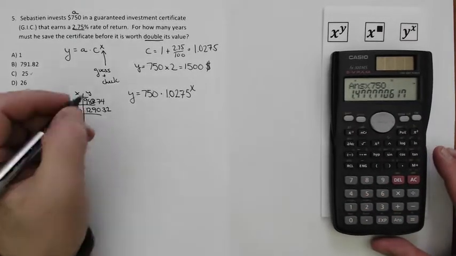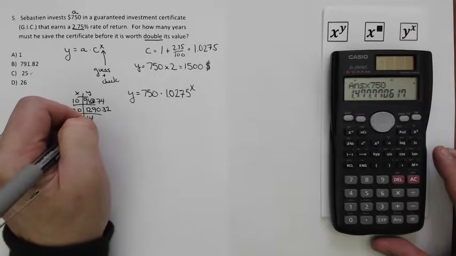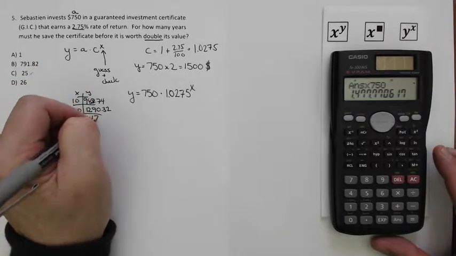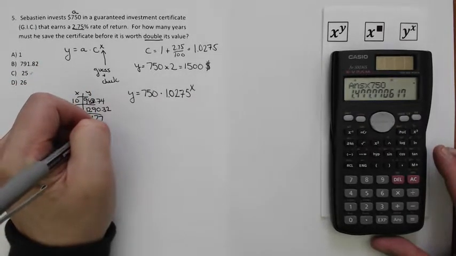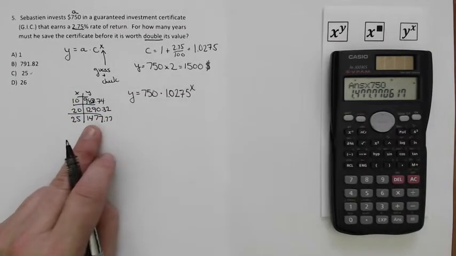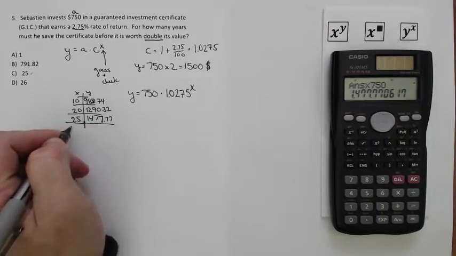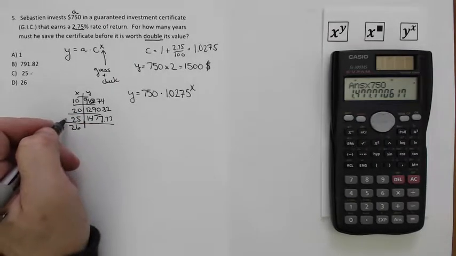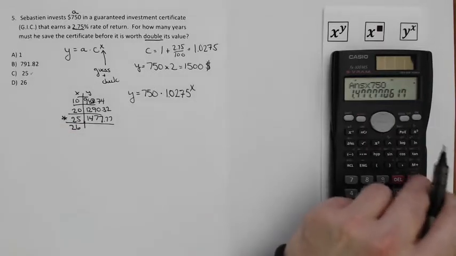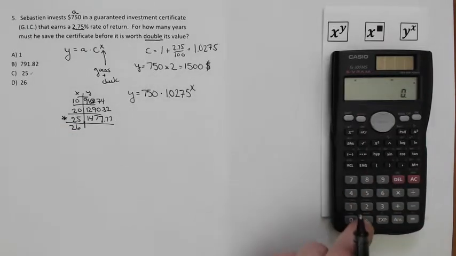Oh, I'm getting really close. 25 is 1477.77. So 1,500 is the amount I want to hit. I'm going to try what happens in the 26th year, but I suspect this is my answer right here, but we'll see what happens. You'll see I go over.